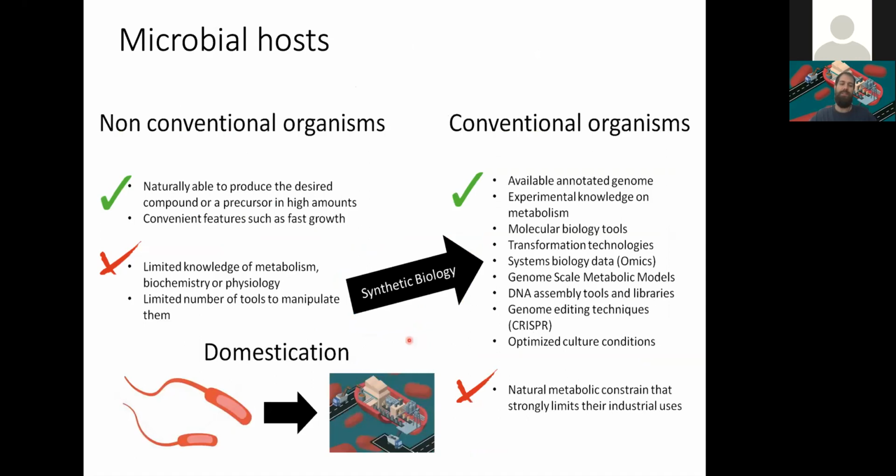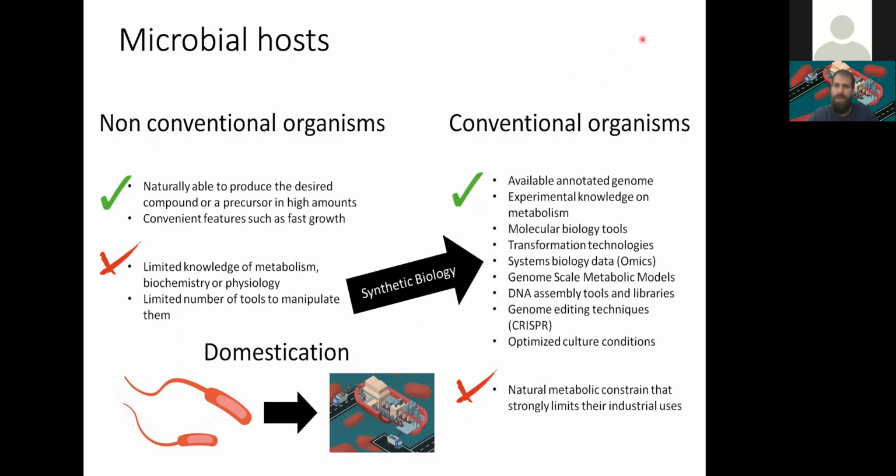Another very important step for designing bioprocesses is the selection of the microbial host. So there are many organisms out there that can be selected for your bioproduction approach. And selecting which one is not always obvious.